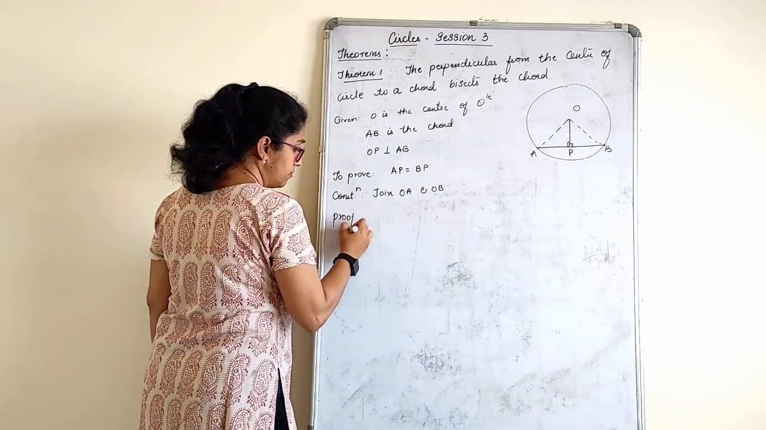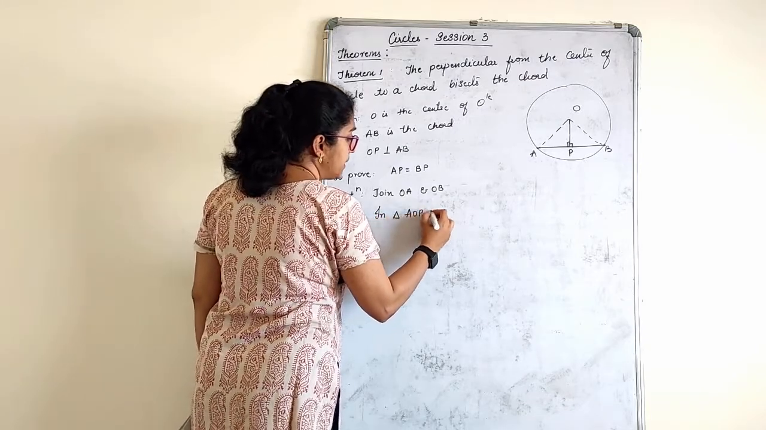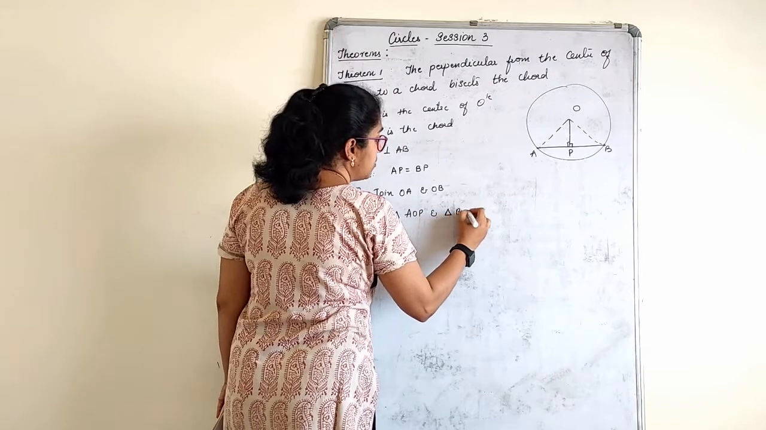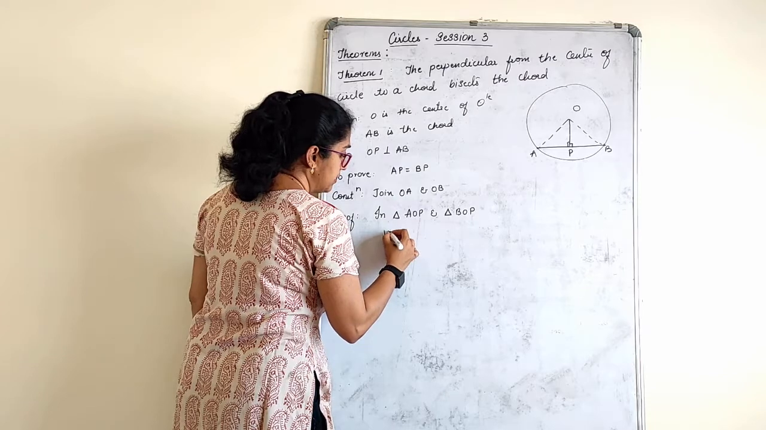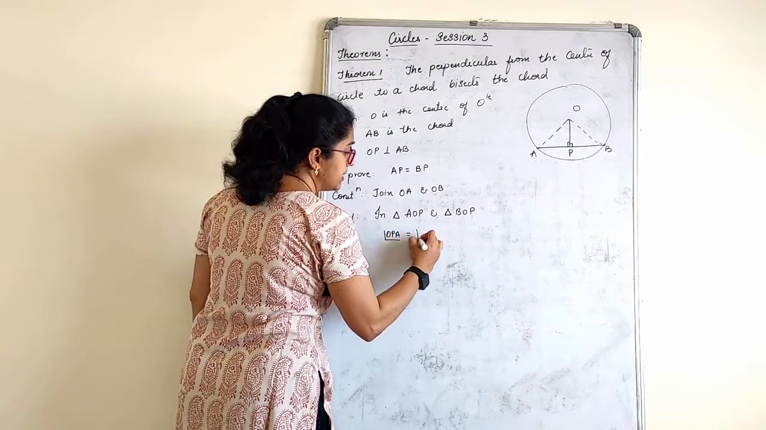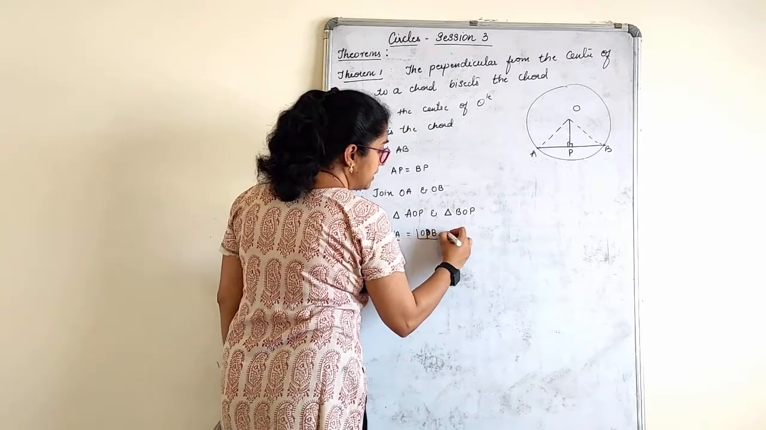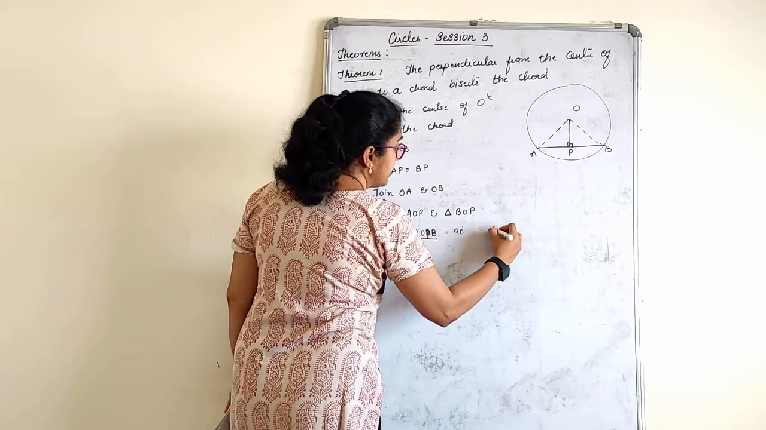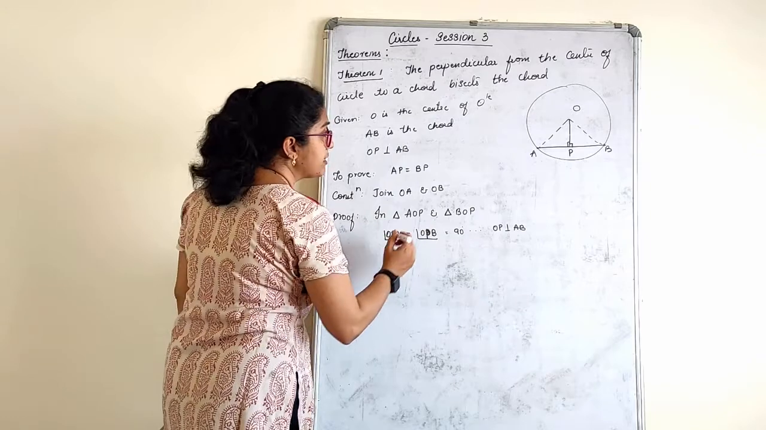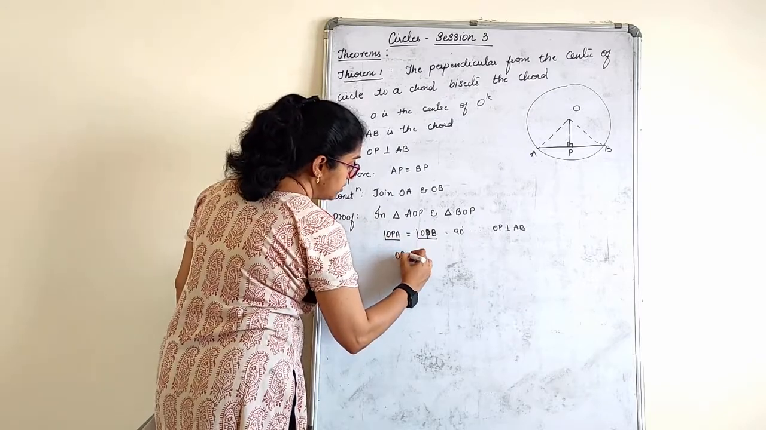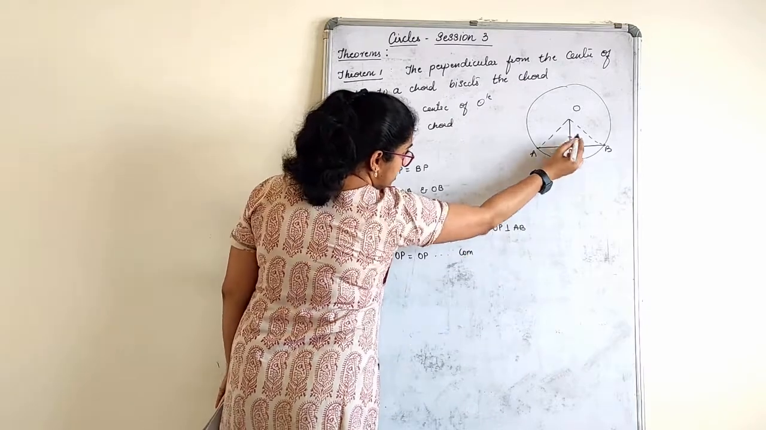Prove, in triangle AOP and triangle BOP. So first of all, can I tell that angle OPA is equal to angle OPB, that is equal to 90. That's because OP is perpendicular to AB. First one. Next one, OP is equal to OP. Reason, common side.